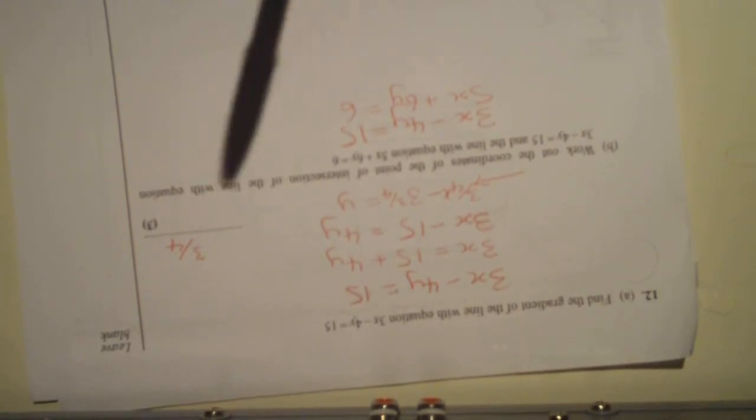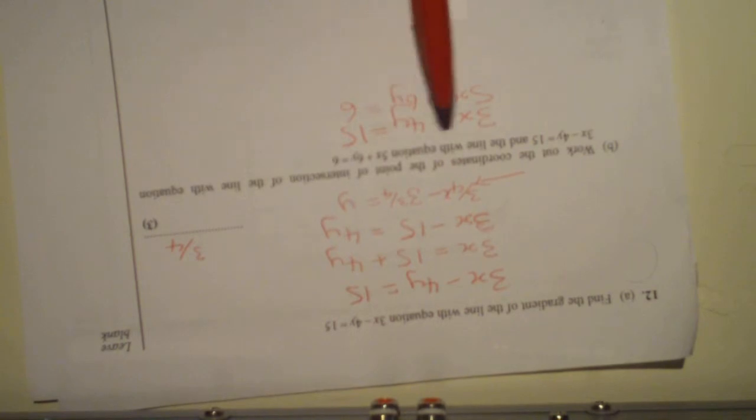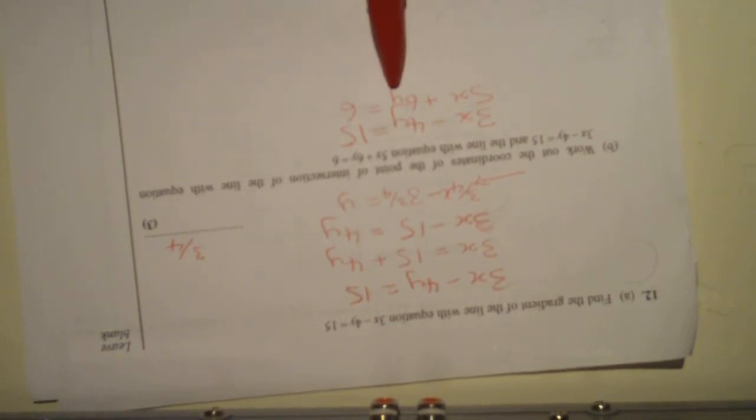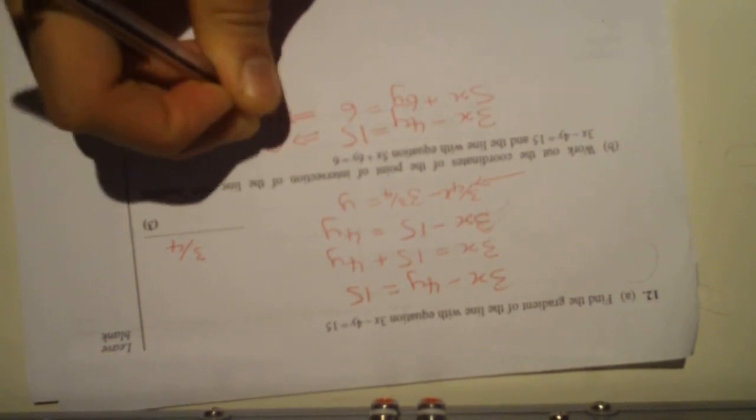One useful way is if the coefficient of one of the variables is negative, as positive. Now coefficient is the number in front of the variables, and variables are x and y, the things that can change. So here we've got the coefficient of y is minus 4, here we've got the coefficient of y is plus 6. If we make them equal, but one positive and one negative, then we can just add the two expressions. So we call this one 1, and we call this 2.